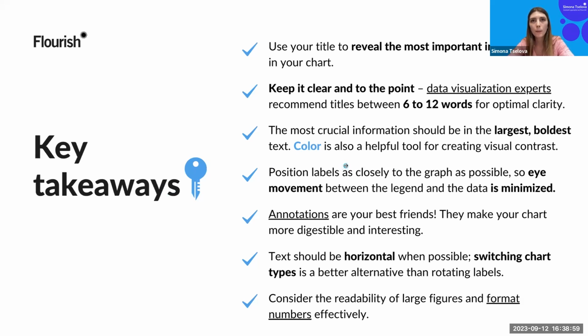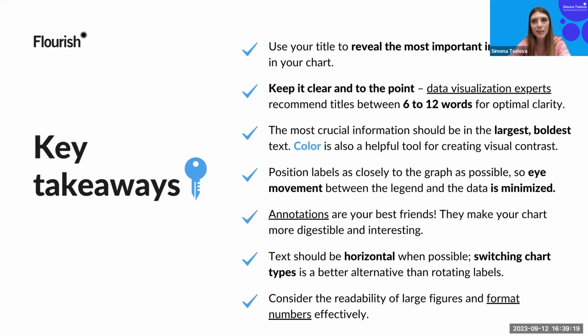When it comes to labels and legends, basically just remember you need to show the information when the reader needs it most, aka position labels as closely to the graph as possible. This minimizes eye movement, which makes the chart easier to interpret and read as well.